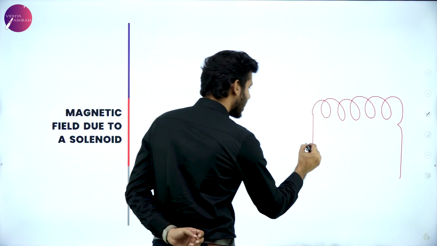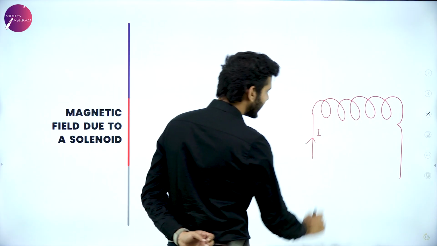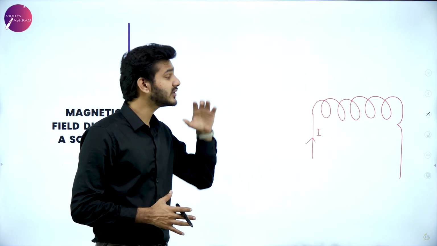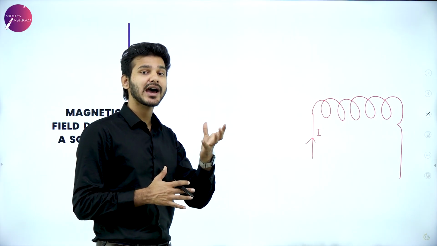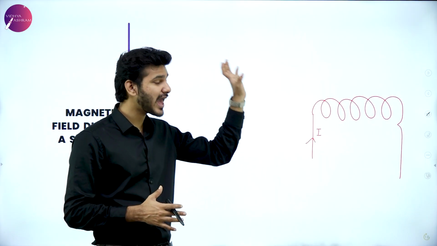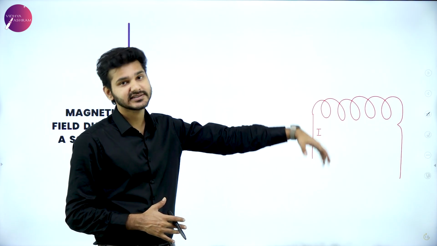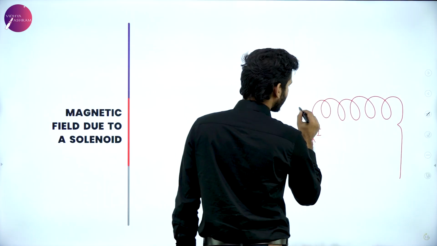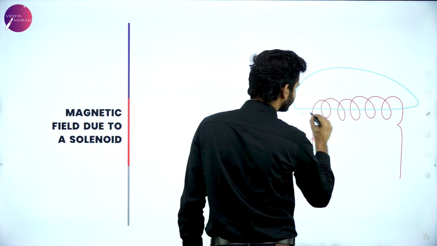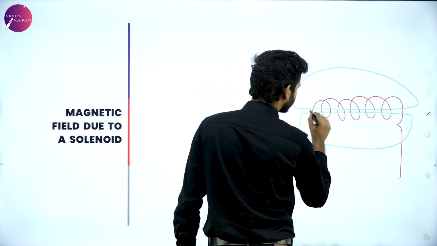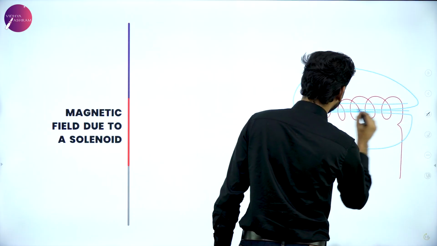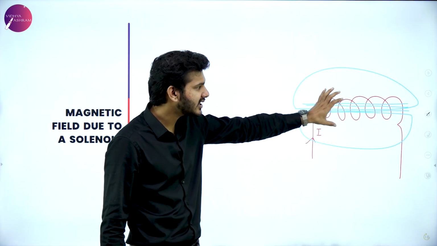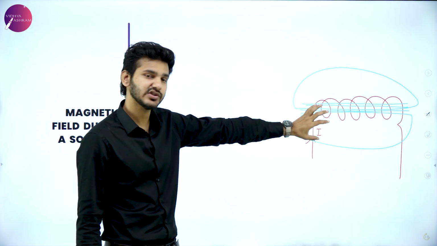And now we have a current passing through that solenoid. Let's say I amount of current is passing through it. When current passes through the solenoid, it will behave like a bar magnet. That is, it will have a north pole and a south pole, depending on where the current is entering and which direction the current is going. For example, the magnetic field lines will be stronger in the center and weaker towards the outside. This will be the shape.